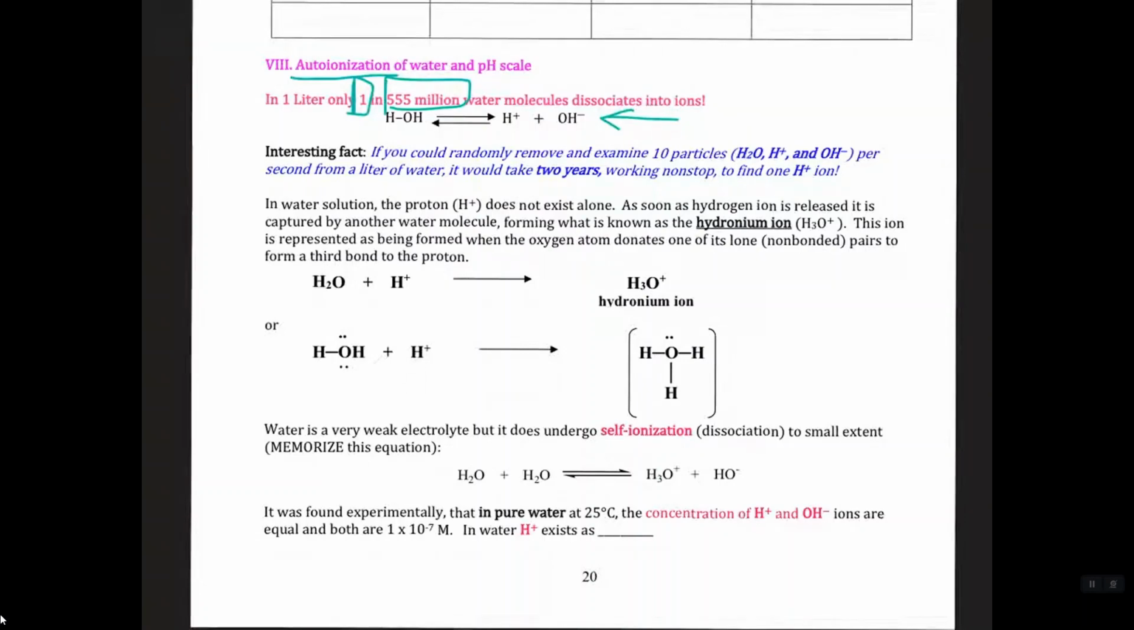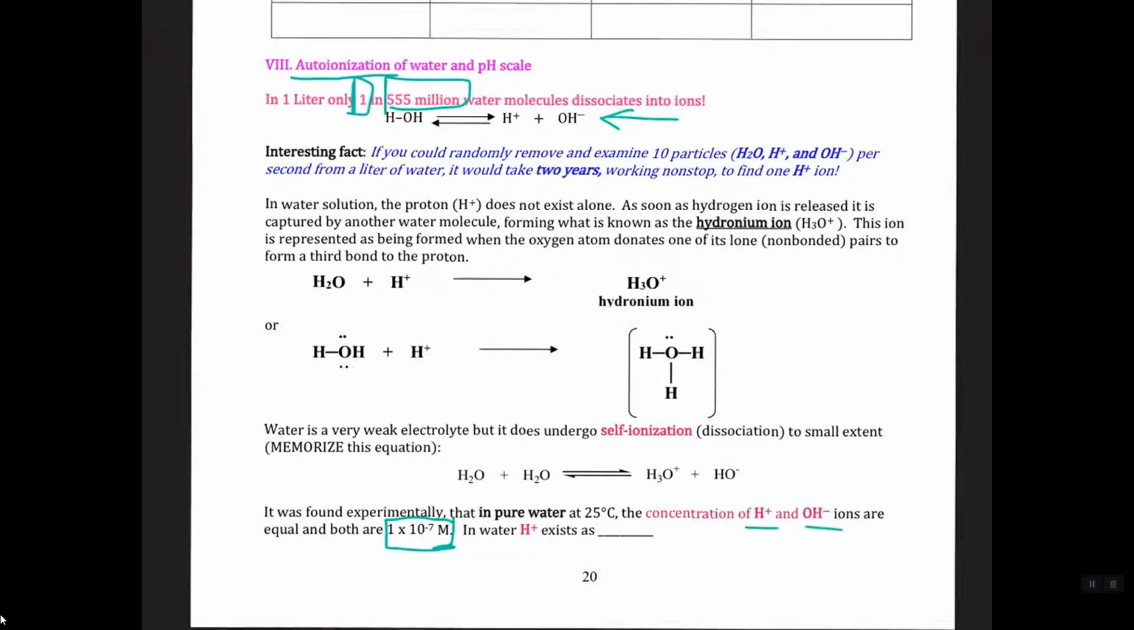In fact, we know exactly what the concentration is going to be. If you look below, it says that it's going to be 10 to the negative 7 moles per liter, so it's molarity. So this is the concentration. When we break it down, it's going to produce 10 to the negative 7 of hydrogen ion and 10 to the negative 7 of hydroxide ion.